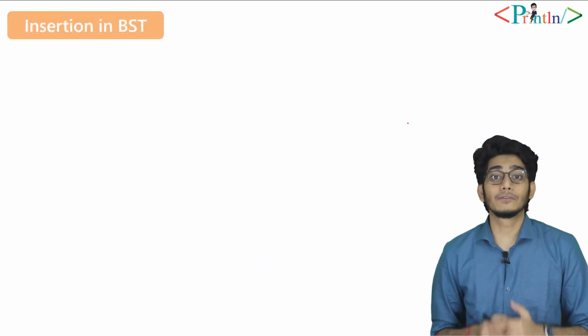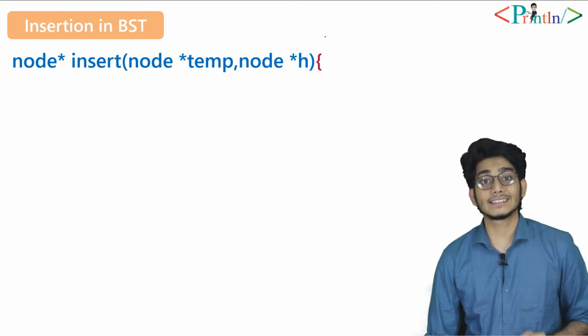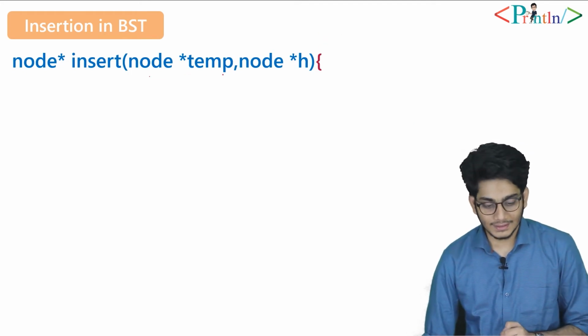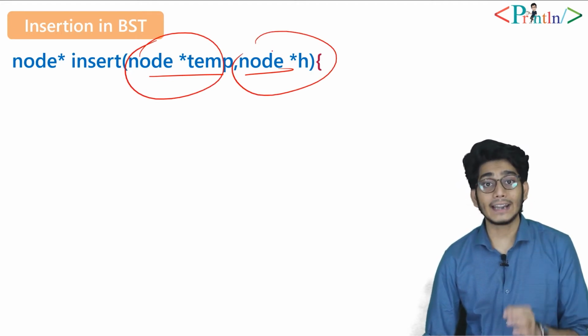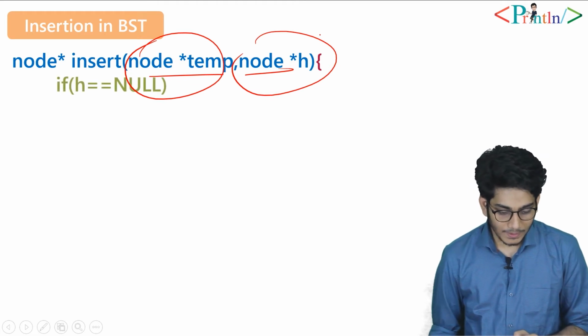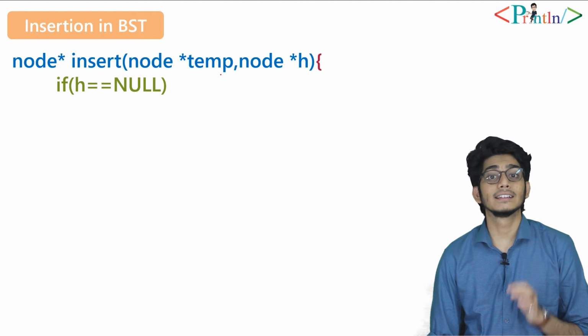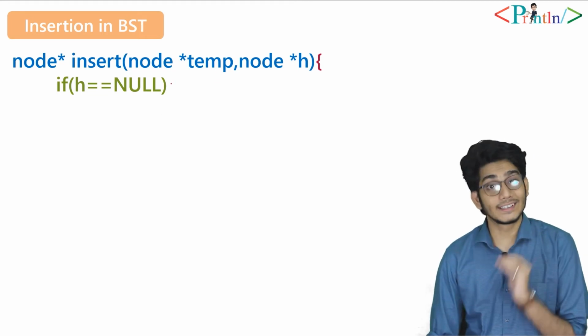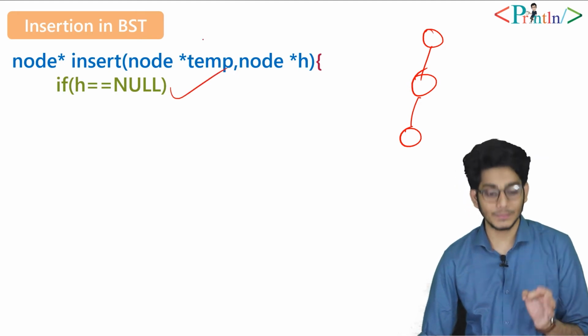Now we'll see what the code will be. It's a recursive process, so we'll pass these two things in the parameters: the node, and the address of the head node or the root node. At first we'll check whether our tree is null or not. Since it's a recursive process, for every subtree we have to maintain the same thing.